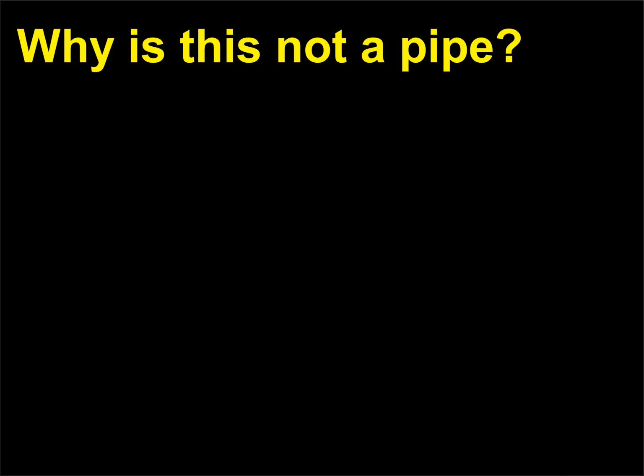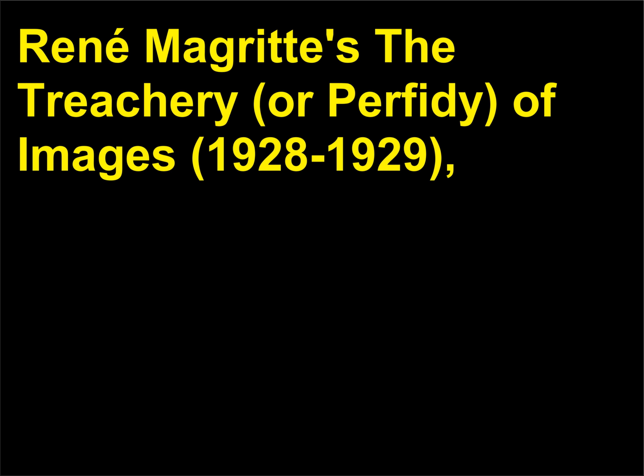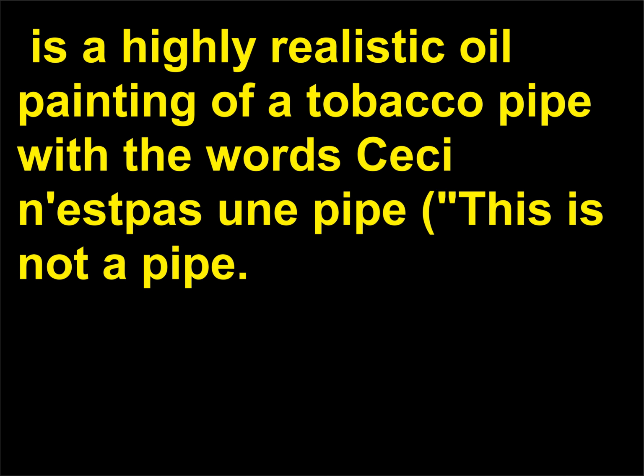Why is this not a pipe? René Magritte's The Treachery, or Perfidy, of Images, 1928 to 1929, is a highly realistic oil painting of a tobacco pipe with the words "Ceci n'est pas une pipe," this is not a pipe, painted below.